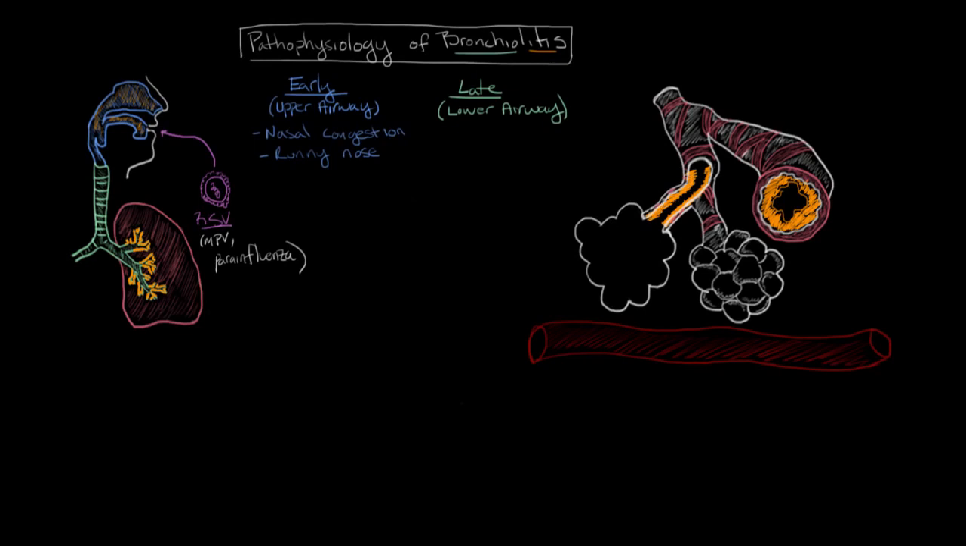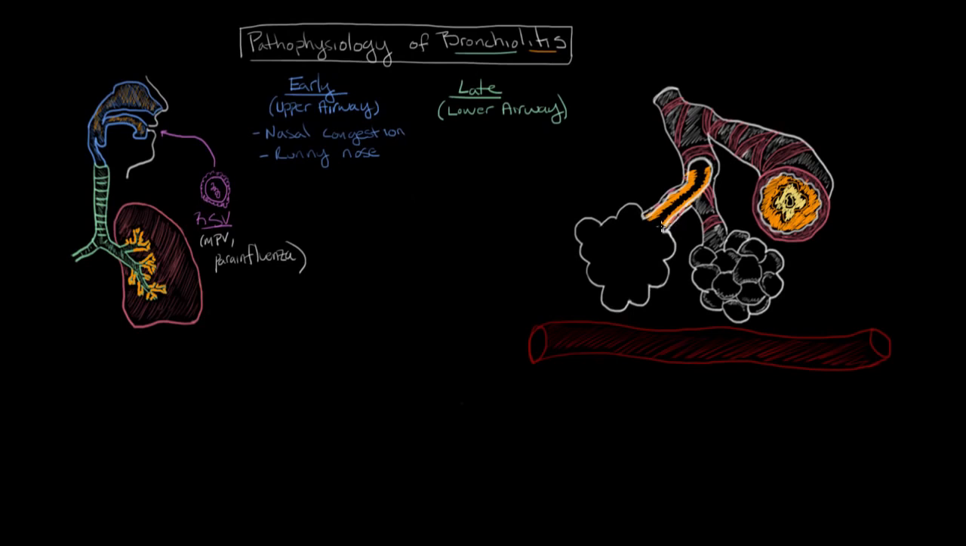Then there's one other process that I want to talk about that can happen. And what happens with inflammation is that sometimes fluid can be secreted from the inflammatory cells, and it kind of just collects and gets almost gunked up in the bronchiole. And this is known as a mucus plug. And you can see that this mucus plug causes a further narrowing of the airway.